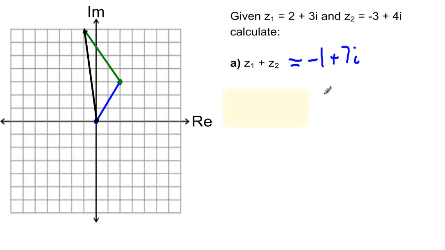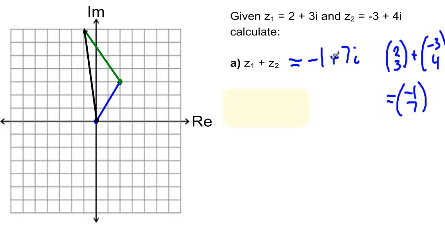Now, could you see a quicker way of doing that? As we know with algebraic vectors, we can just add the components. It would be as if it was (2, 3) plus (negative 3, 4). What does that give us? It gives us (negative 1, 7). What a surprise: negative 1 plus 7i. In other words, if you're adding these two complex numbers, all we have to do is add the components. 2 plus negative 3 is negative 1, and 3i plus 4i is 7i.